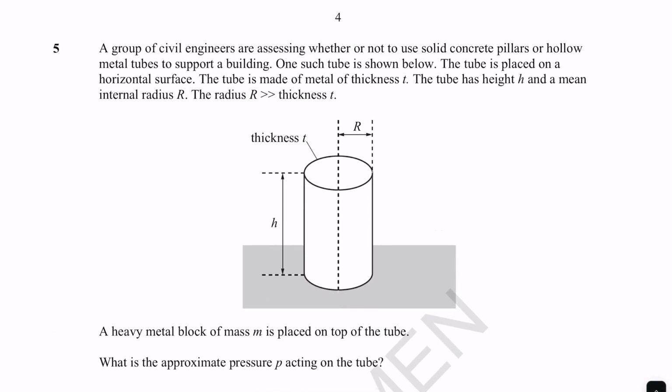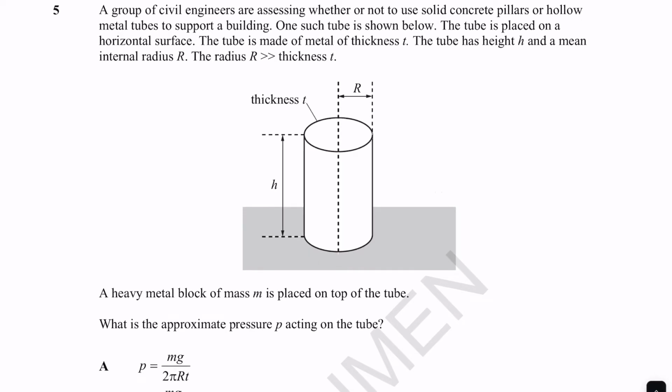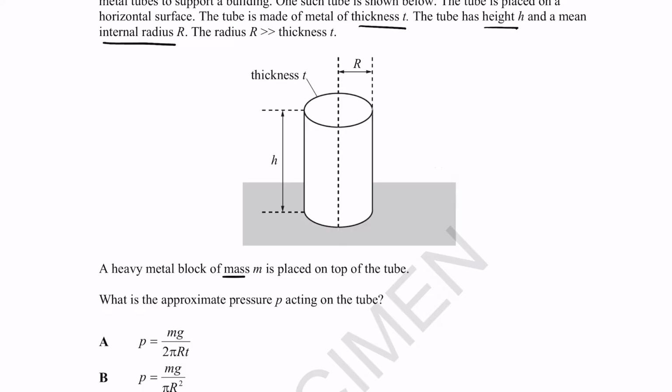So with question number 5 now, we are given that a group of civil engineers are assessing whether or not to use solid concrete pillars or hollow metal tubes to support a building. One such tube is shown below, and the tube is placed on a horizontal surface, and the tube is made of metal of thickness T. The total height is h, and the mean internal radius is r, where r is much bigger than the thickness of the tube. A heavy metal block of mass m is placed on top of the tube. What is the approximate pressure acting on the tube?